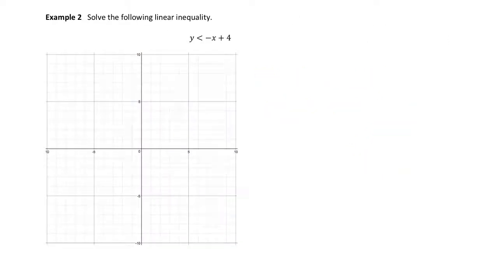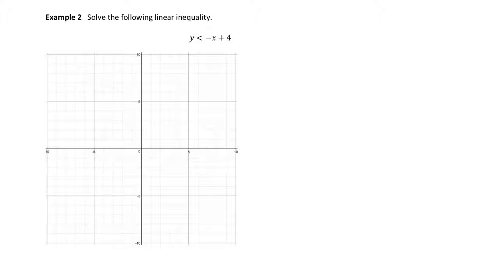For example 2, same idea. I'm given a linear inequality with two variables and I want to see all the points that work in the xy plane. The difference here is there is not an equal sign. It's just strictly less than. So this is going to change the problem just a little bit.